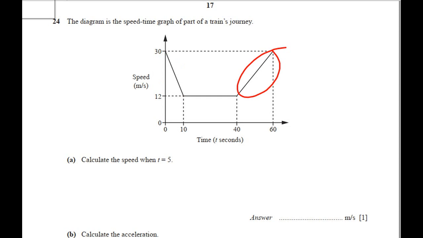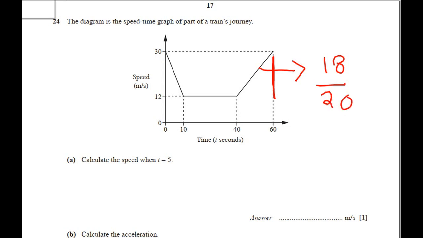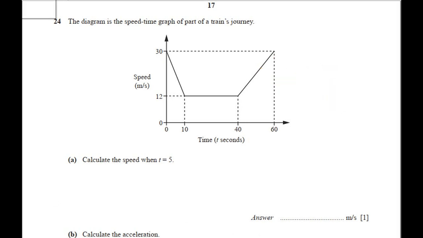Alright, so we need acceleration. Acceleration is the rise over run. What is the rise here? Rise is 30 minus 12, which is 18, and what is the value of run here? It is 60 minus 40, 20. Simplify this and you have your answer, 9 over 10.